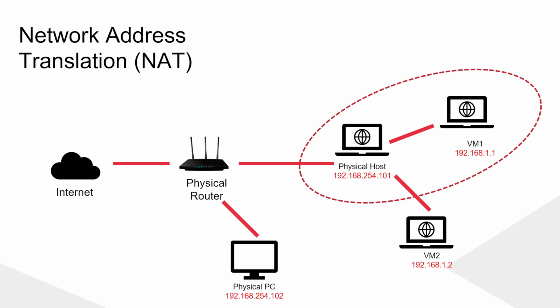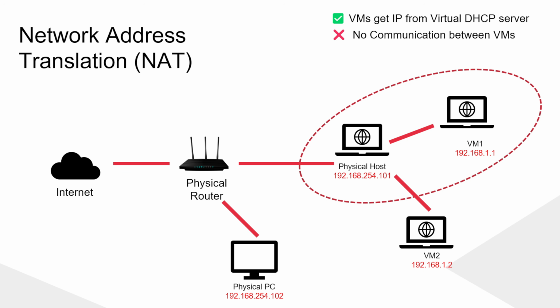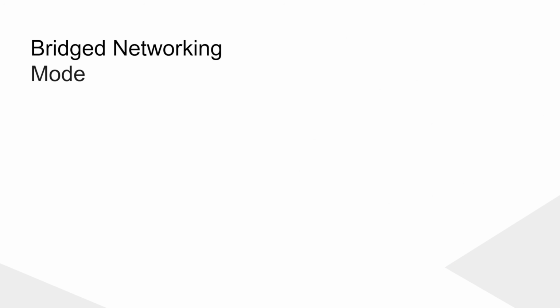Subsequently, it is not ideal for running web servers and other services which need networked testing, because if I am running a server in my network, I would need the server to be accessible from all the machines on the network. But here this is not possible, since the IP address of this VM has been translated by the physical host, and for the outside world it remains hidden. So the VM gets the IP address from a virtual DHCP server. No communication between the VMs is possible.